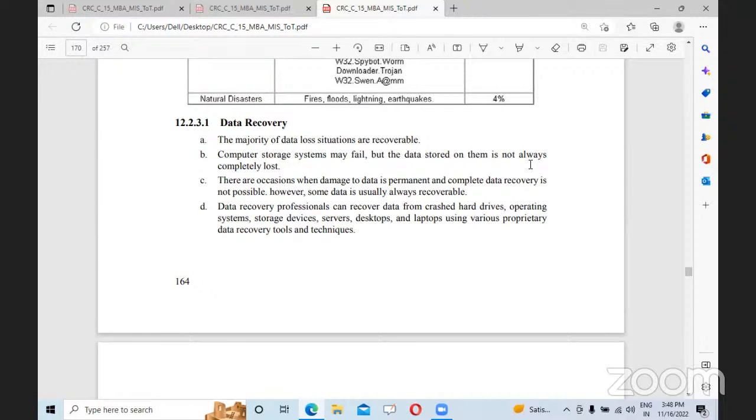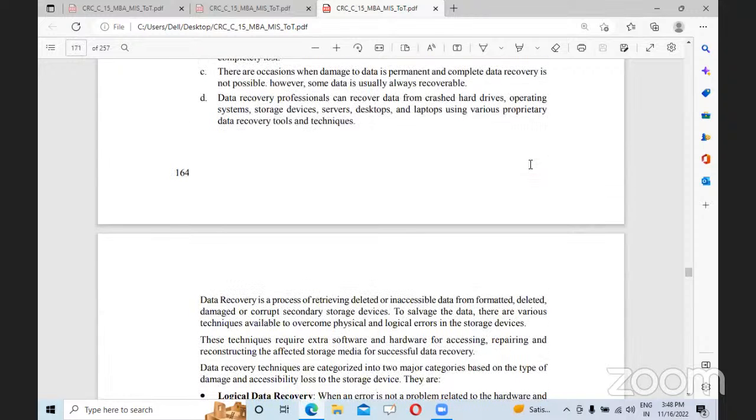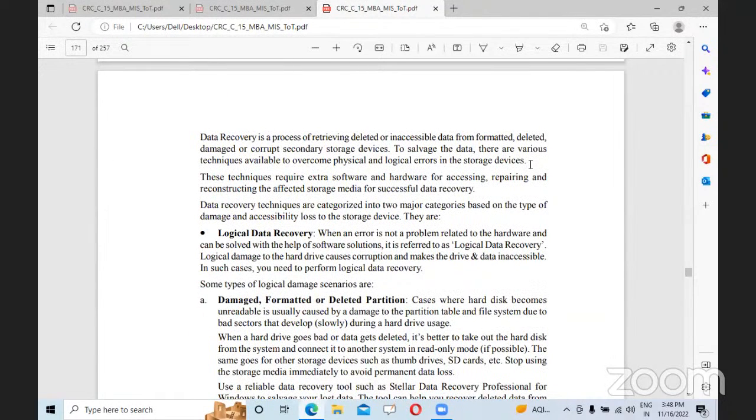Data recovery professionals can recover data from crashed hard drives, meaning hard disk drives like that, operating systems, storage devices, servers, desktops, and laptops. So many computer peripherals, using various proprietary data recovery tools and techniques. Data recovery is a process of retrieving deleted or inaccessible data from formatted, deleted, damaged or corrupted secondary storage devices. To salvage the data, there are various techniques available to overcome physical and logical errors in the storage devices.